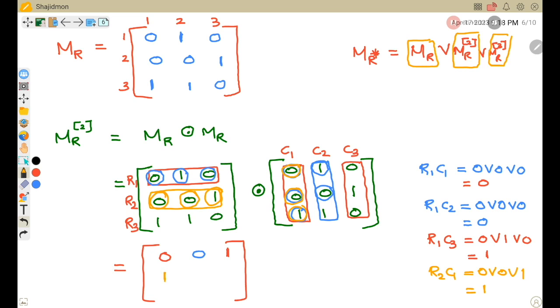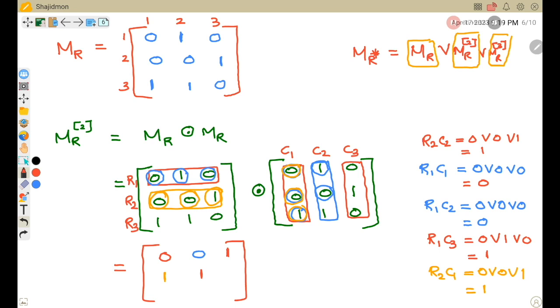Now similar way we can go to the R2C2 and R2C3. We can continue. So we will go to R2C2, correct? R2C2 means 0 multiply 1, that is 0, or 0 multiply 0, that is 0, or 1 multiply 1, that is 1. So totally answer will be equal to 1 here. Hope you understood that one.